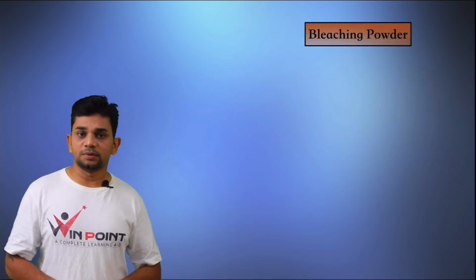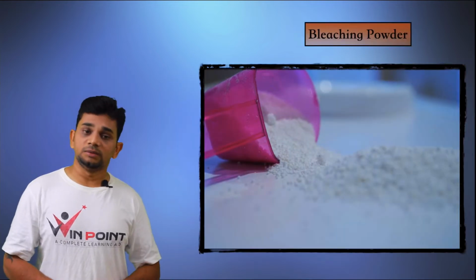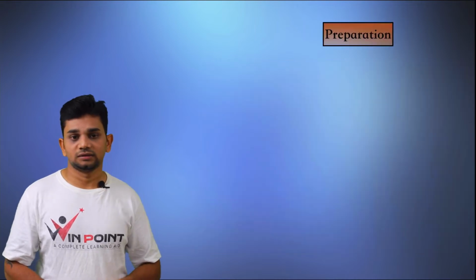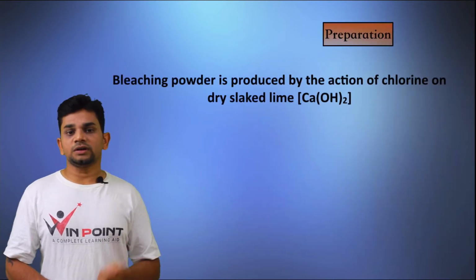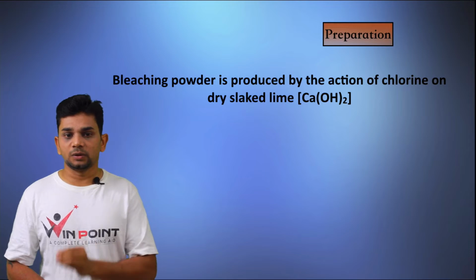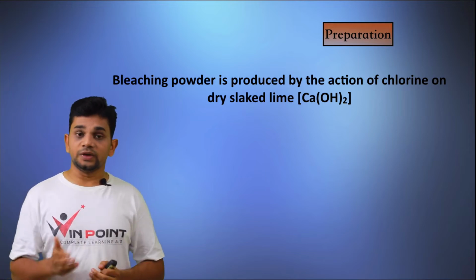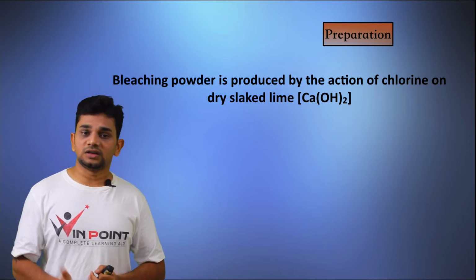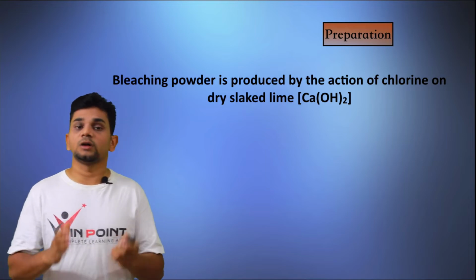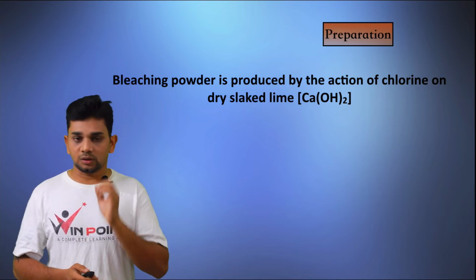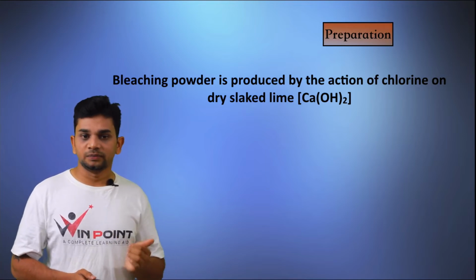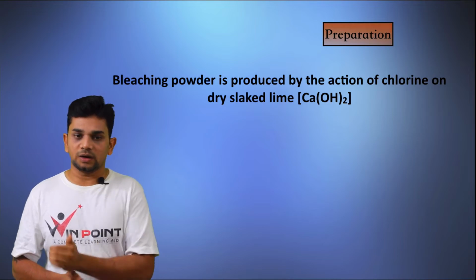Next one is bleaching powder. How can we make bleaching powder? We are going to discuss that. Bleaching powder is produced by the action of chlorine on dry calcium hydroxide. When we are passing chlorine through dry slaked lime, we will get calcium oxychloride, or bleaching powder.